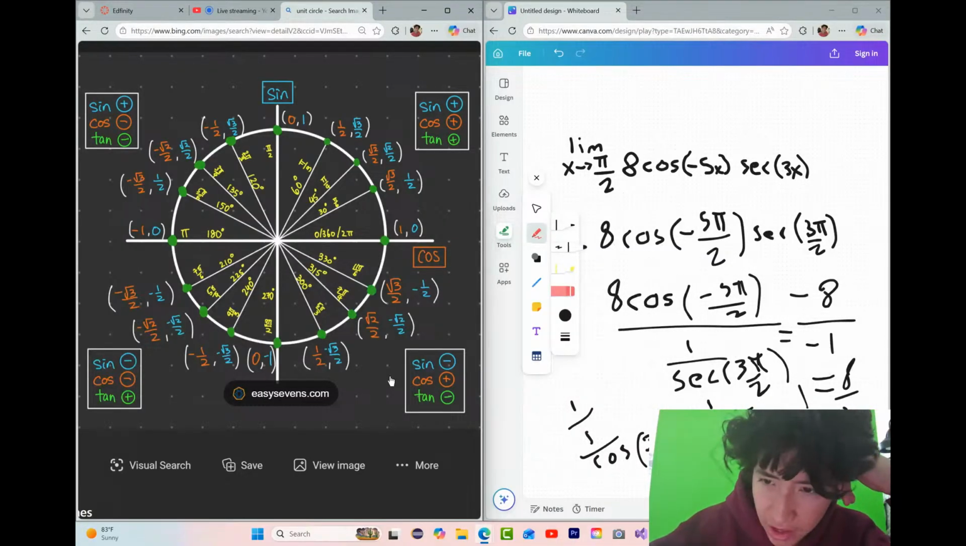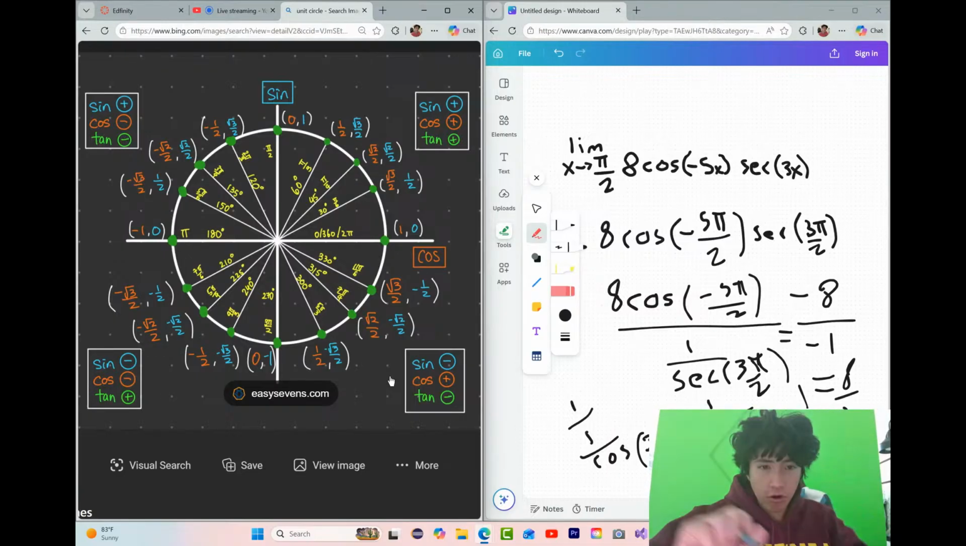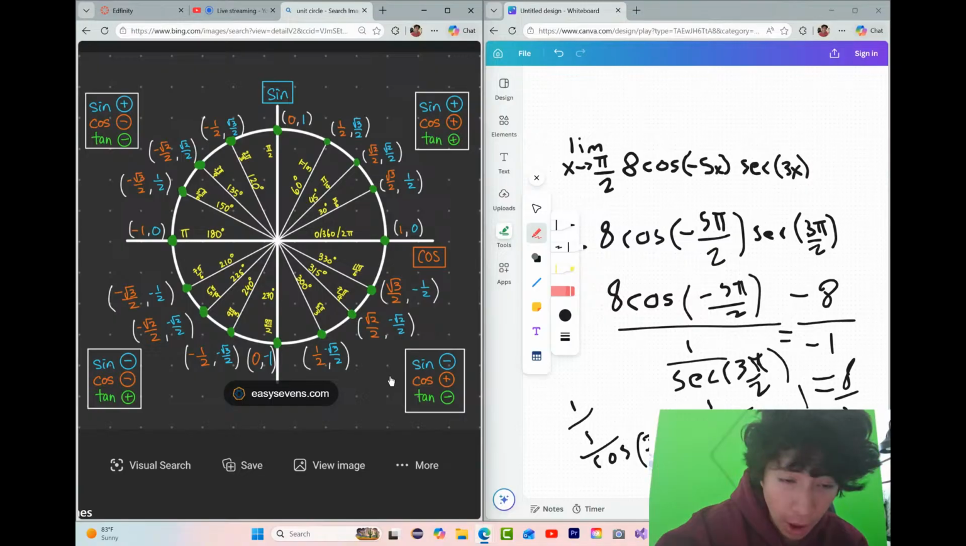Yes, that's right. So cosine of negative 5 pi over 2. We have negative pi over 2, negative 3 pi over 2, negative 5 pi over 2. Awesome. Cosine of negative 5 pi over 2 is negative 1. Negative 1 times 8 is negative 8. So in the numerator, we have negative 8. And then in the denominator, we have 1 over secant of 3 pi over 2.